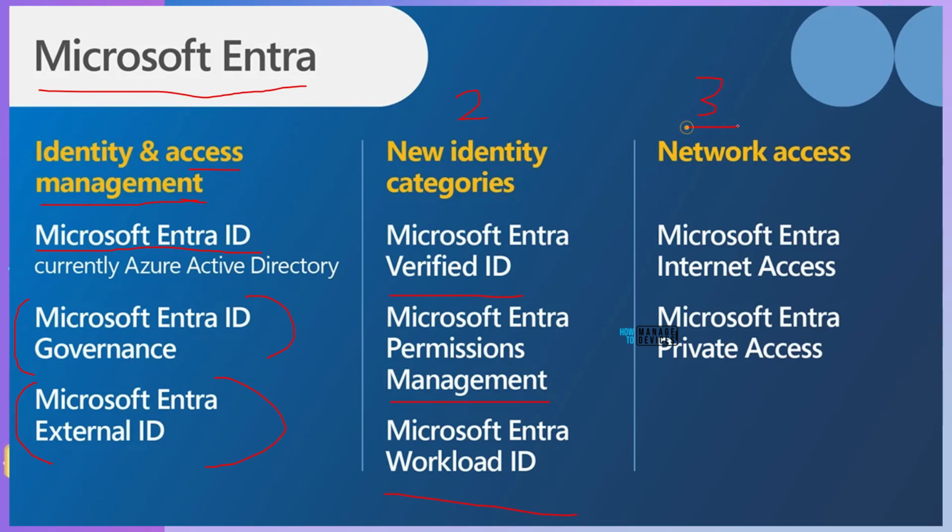And the third category of the Microsoft Entra product is network access. Mainly there are two kinds of network access. One is internet access and the other one is private access. Internet access basically means publicly available applications, etc. Private access means private applications or websites which are available only for a specific enterprise or a group of users. So Microsoft Entra has a solution to provide secured network access using these two features: Microsoft Entra Internet Access and Microsoft Entra Private Access.